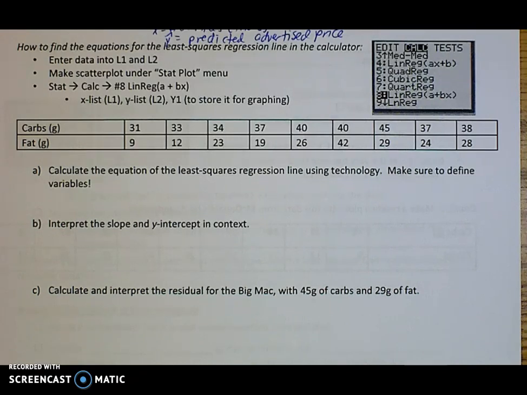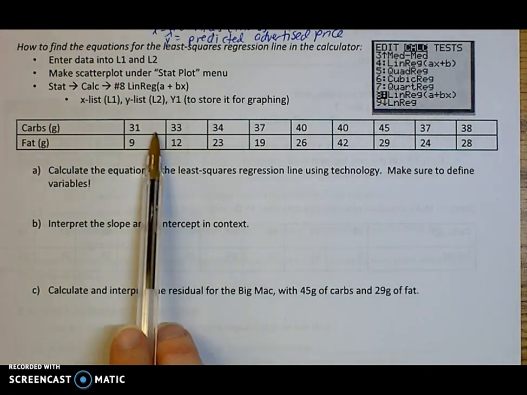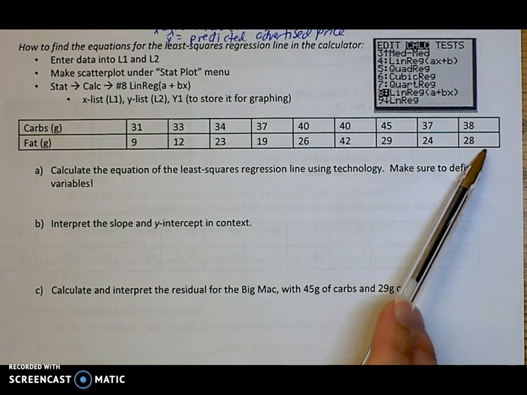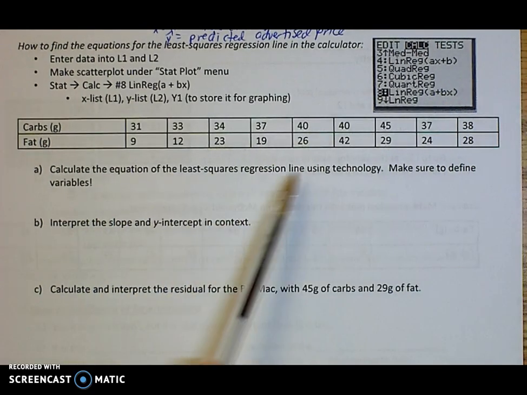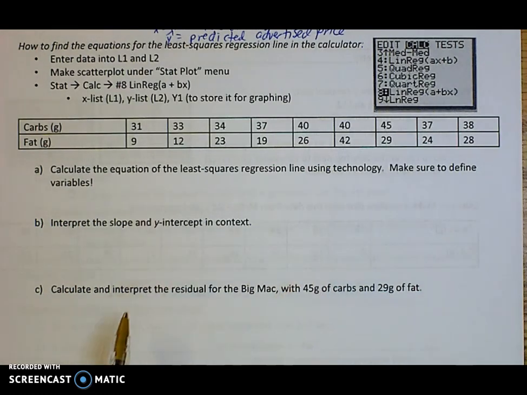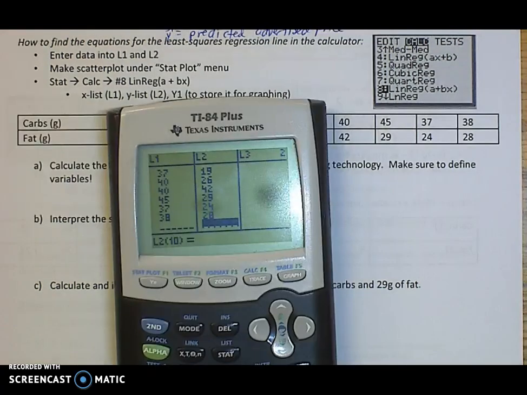All right. You can make a scatter plot and look at it that way, then you can graph it as well. So this data right here is representing McDonald's beef sandwiches, 9 different McDonald's beef sandwiches. And we want to calculate the equation for the least squares regression line using technology. Make sure you define your variables. So step 1, put the data into your lists. So I've entered my data into list 1 and list 2. Next step is I'm going to make a scatter plot.